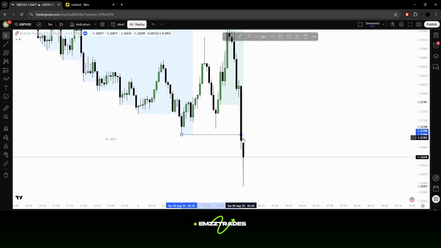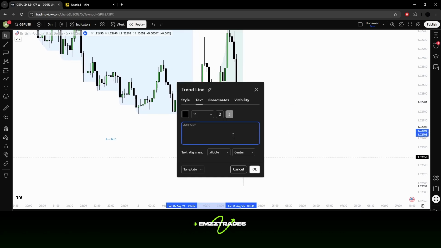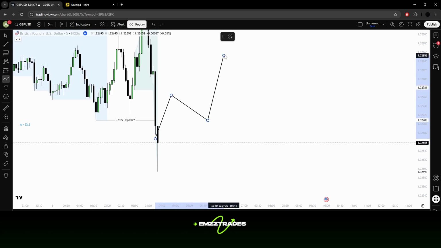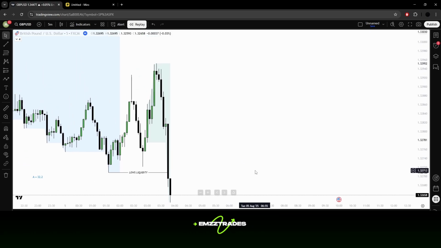And as you can see, if I keep it going, right there, it's completely swept Asian session's lows. So we can put this as lows liquidity, right? So lows liquidity right there. So the lows liquidity has completely been swept, and now we know that we're going to be taking the trade no matter what towards the upside, right? Because we actually waited for the lows liquidity to be swept so we can trade the reversal trade.